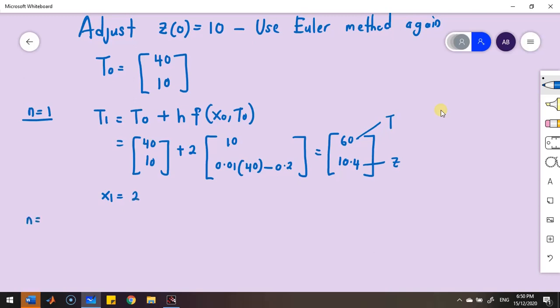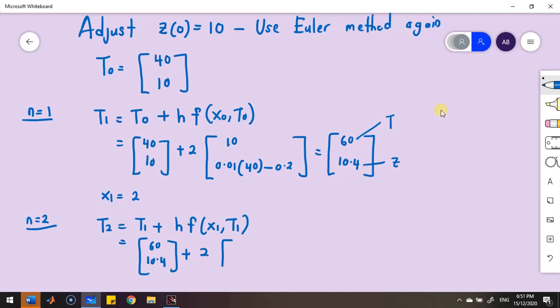Okay, so x1 is 2. Now for n equals 2, I have T2 equals T1 plus h f of x1, T1. So I have 60, 10.4 plus 2, 10.4 and then 0.01, 60 minus 0.2. So what do I get?